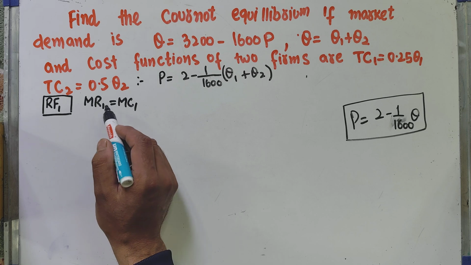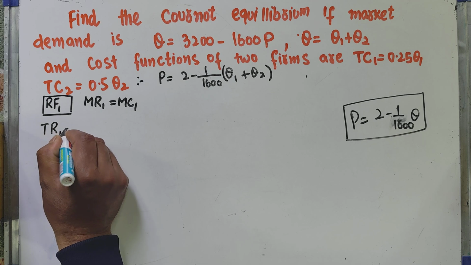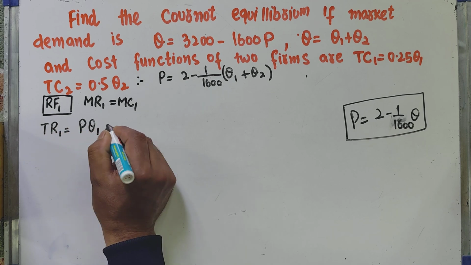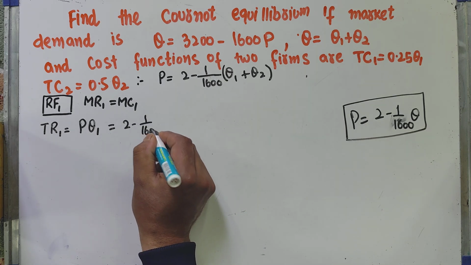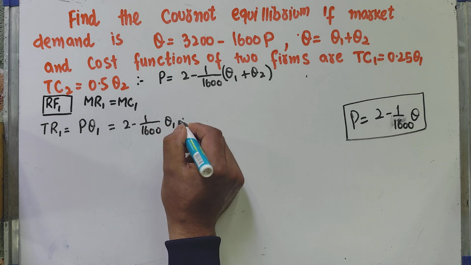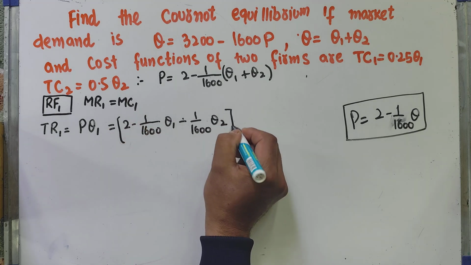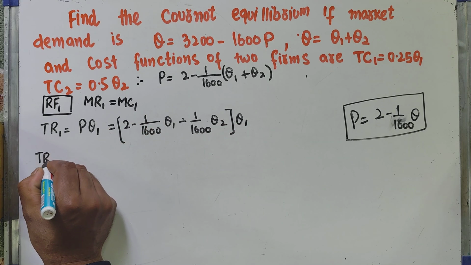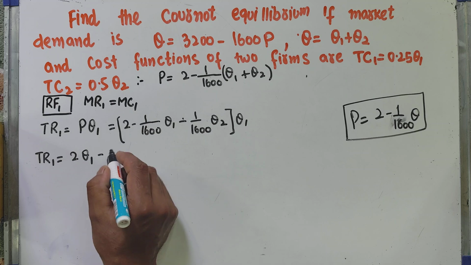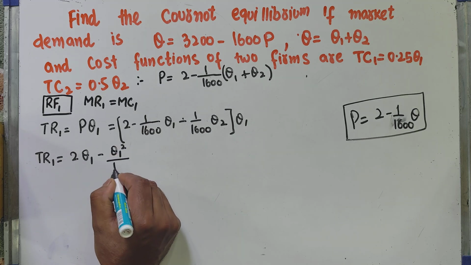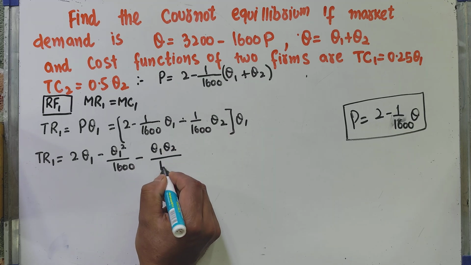For that we equate the marginal revenue of firm 1 with the marginal cost of firm 1. Marginal revenue will be derived from the total revenue of firm 1, which is equal to price times the output of firm 1. P is this very function, so we have 2 minus Q1 upon 1600 minus Q2 upon 1600. To this we multiply Q1 to get the total revenue of firm 1. So total revenue of firm 1 is equal to 2Q1 minus Q1 square divided by 1600 minus Q1 times Q2 divided by 1600.